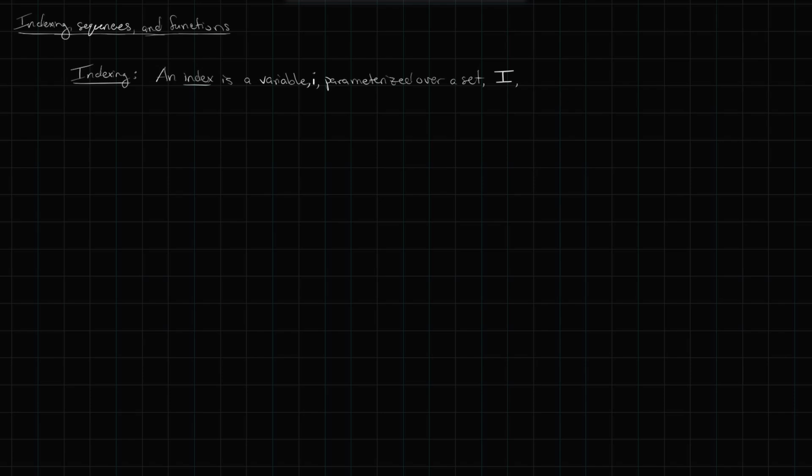So it's a variable i parameterized over a set capital I, and I will notice really quick that I will do my best to use the i with the tail to be the imaginary number, and the i without a tail to be an index. But we can also use m, n, k, j, l, etc. for indices, plural of index. So there's nothing too special about using the variable i.